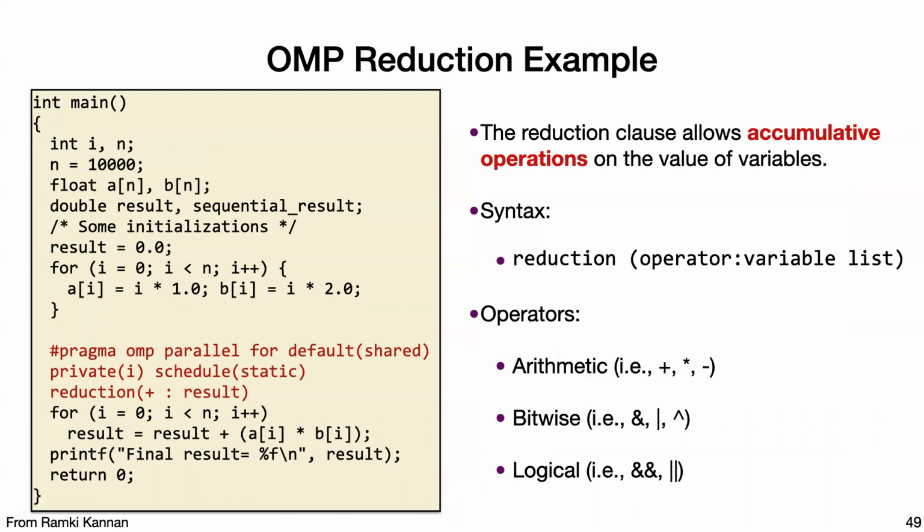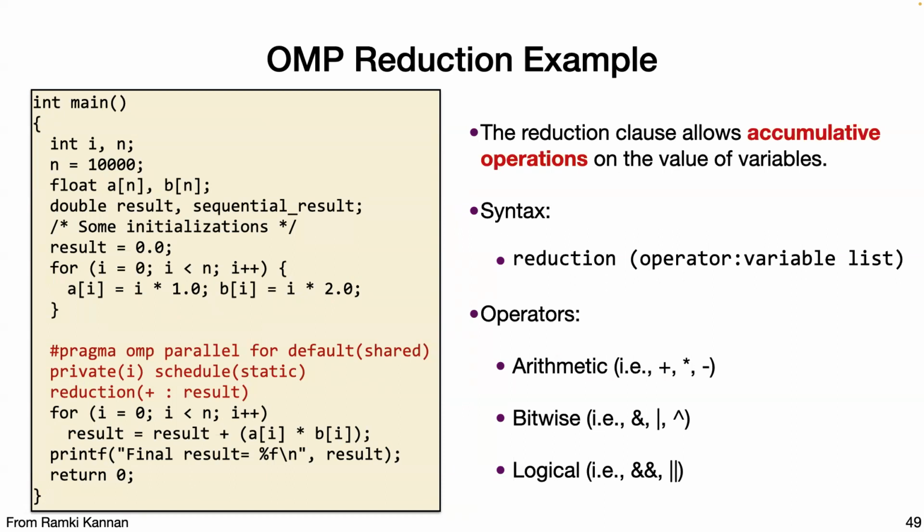OpenMP also includes reductions, which are a nice syntactical way to express a parallel sum or any other operation that you want over some iteration variable. This is how you use it. N is something big, you declare the two arrays, A of n and B of n, and then you do some initialization of random values.